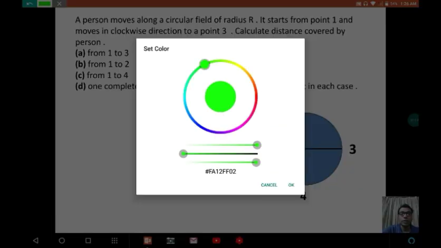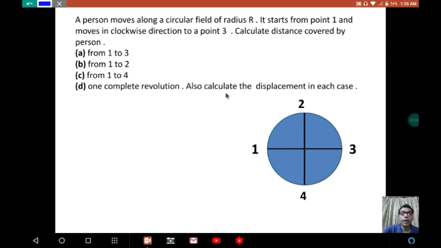Here we can see the distance and displacement can be calculated as in this numerical. A person moves along a circular field of a radius r. It starts from a point 1 and moves in a clockwise direction to a point 3. Calculate the distance covered by a person from 1 to 3, 1 to 2, 1 to 4 and 1 complete revolution, and also calculate the displacement in each case.